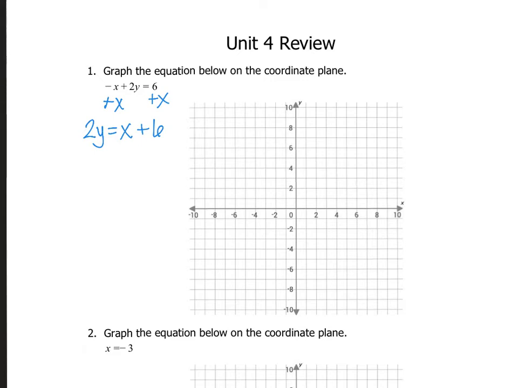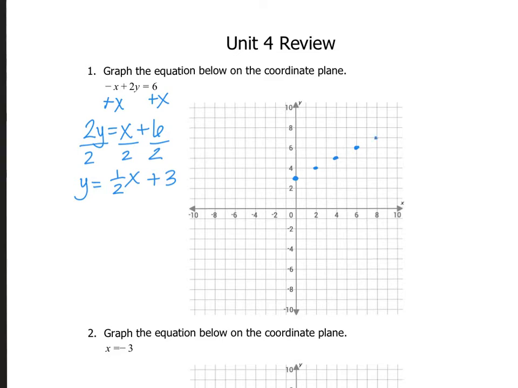And then I need to get y alone, so I need to divide by 2. So on the right-hand side, I'm going to divide each individual piece by 2. When I do that, I get y equals 1/2 x plus 3. Okay, I'm going to begin with my b, which is 3. So I'm going to put my y-intercept on my y-axis, and then I'm going to move with my slope, which is m. And so I'm going to go up 1 over 2, up 1 over 2, up 1 over 2.